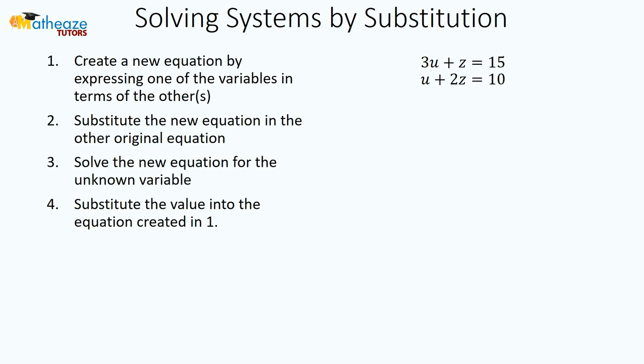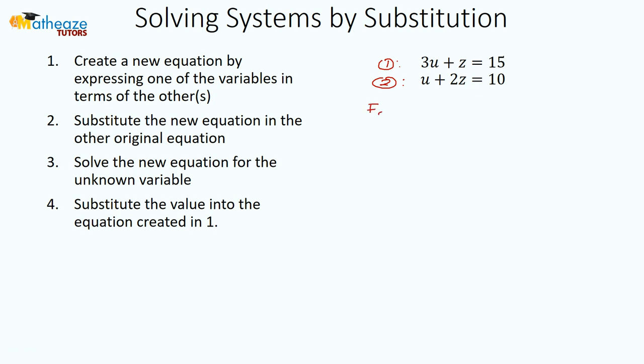Now let's try out this one here. We have 3u plus z equal to 15, and then u plus 2z equal to 10. So we can pick whichever one we prefer. We can either solve for z in the first equation, or we can solve for u in the second equation. So let's solve for z. I can call this equation 1, I call this equation 2.